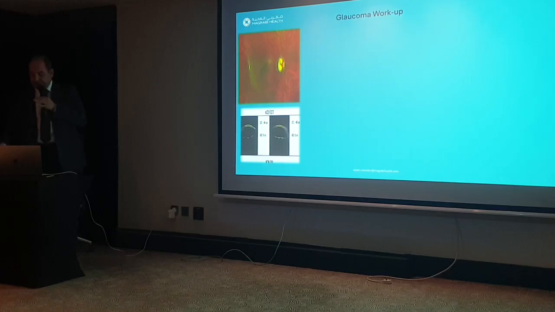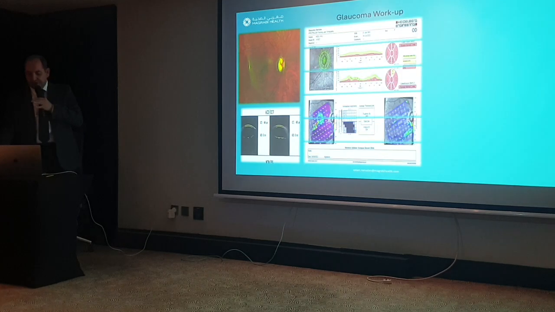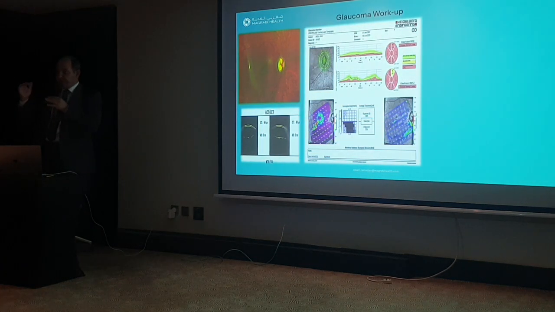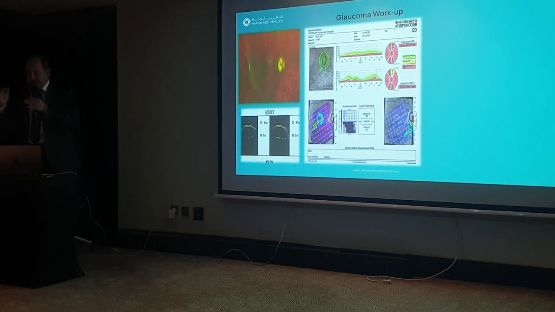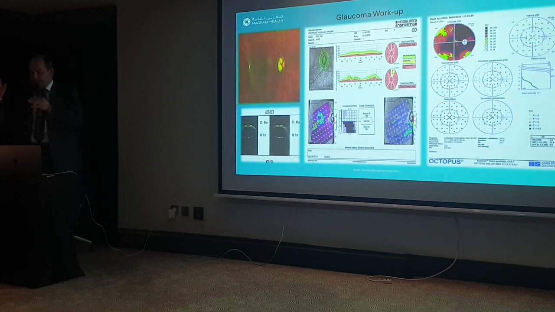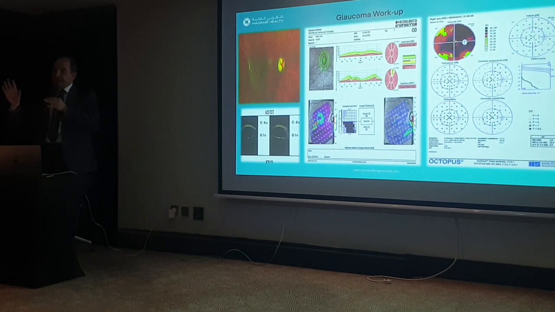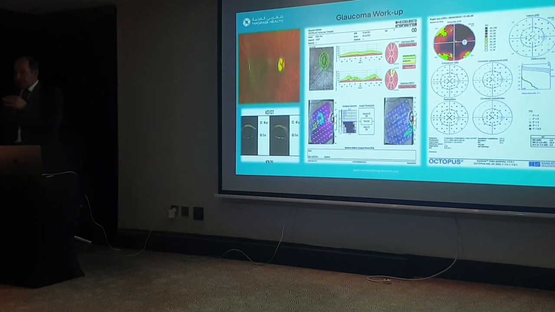Then the pachymetry, okay, in this, if you have a Scheimpflug camera, you can get the iris configuration and slit and the AC depths. Then the OCT, and make sure that the OCT signal is high and there is no artifacts. And the visual field. Visual field has to be correlated with the optic nerve. All these tests have to be correlated with each other.